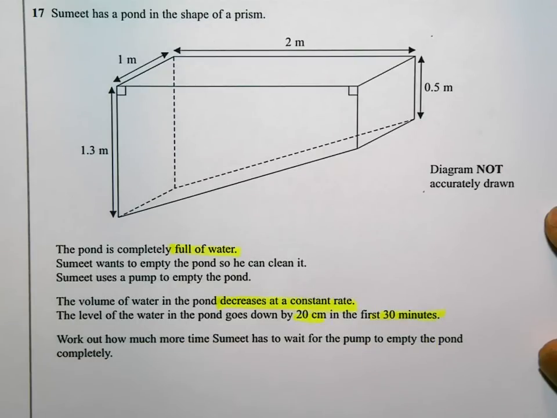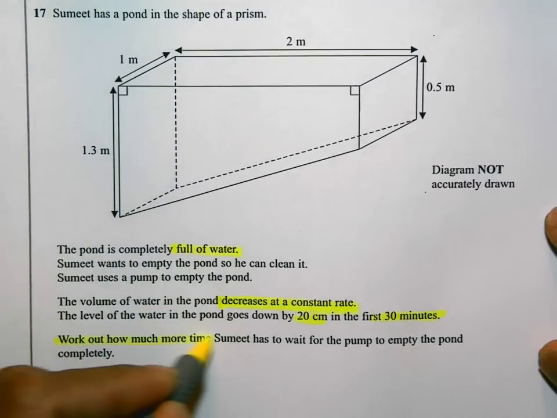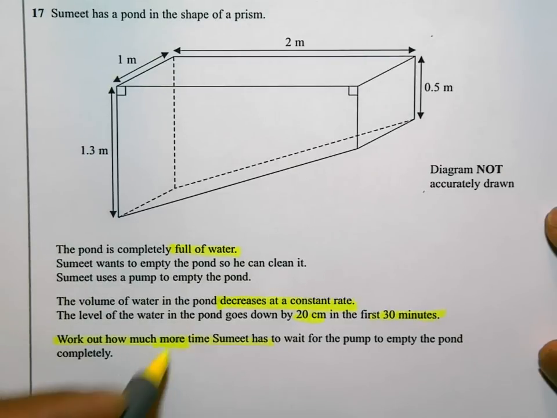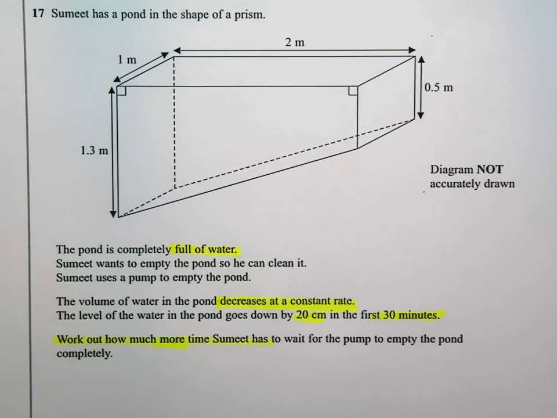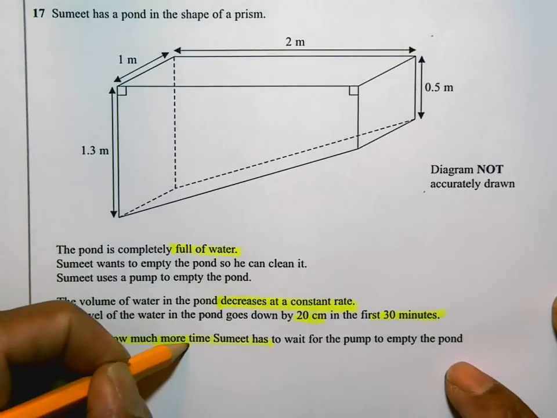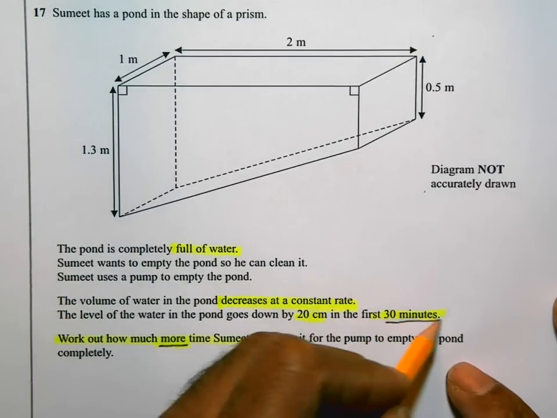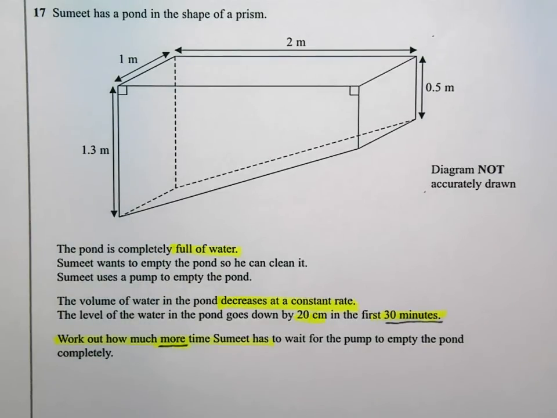Okay, so they want us to work out how much more time he has to wait for the pond to be emptied. Now, that last bit is a bit that a lot of people have missed. How much longer does he need to wait? Not how long it'll take to empty the whole pond, but it's already taken 30 minutes, and you need to work out how much more time it is going to take altogether. All right, so we need to actually break this down into stages.